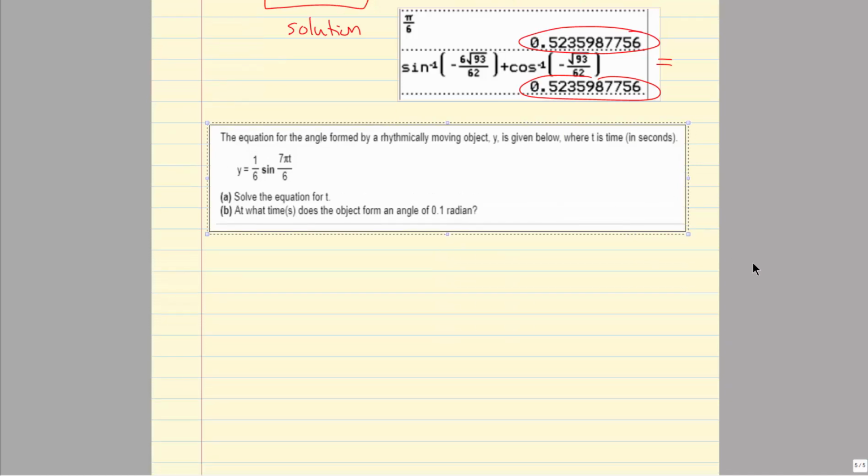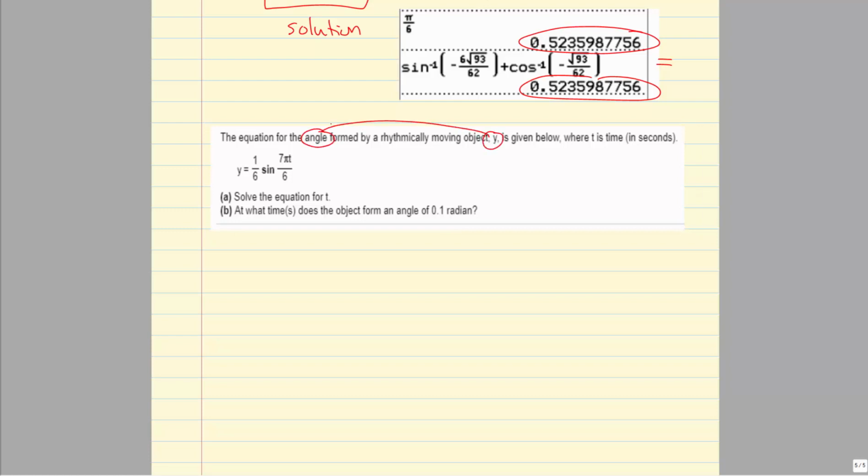Okay, so for this one it says the equation for the angle formed by a rhythmically moving object, and the angle is y, so let's keep that in mind. It's hard to keep track of all these variables. So the angle is y, is given below, where t is time. That usually makes sense. And so this is our equation: y equals 1/6 sine of 7 pi t over 6. Now part A says to solve the equation for t.